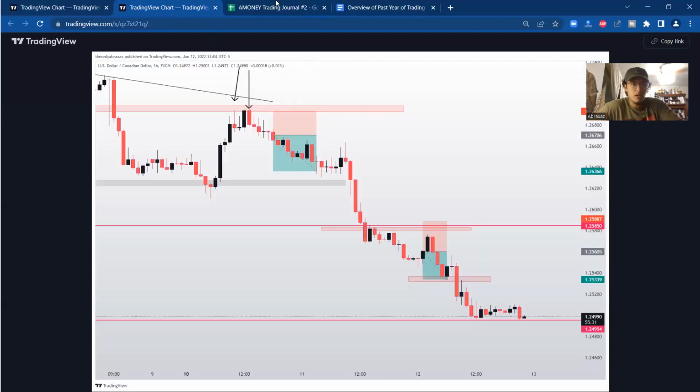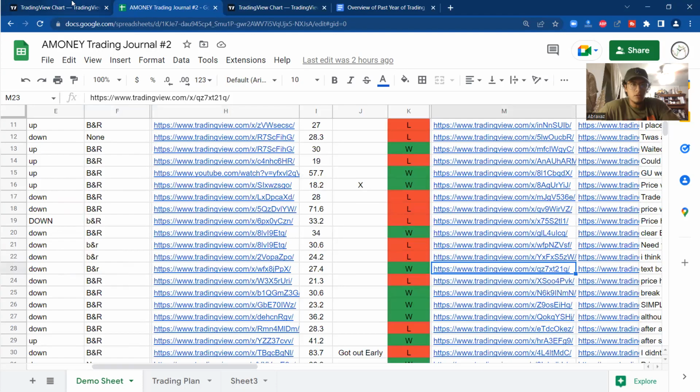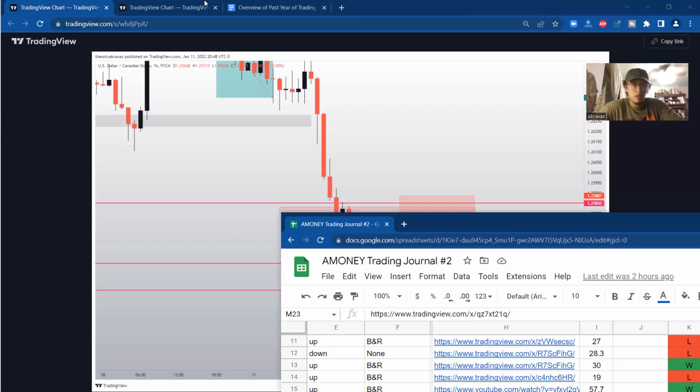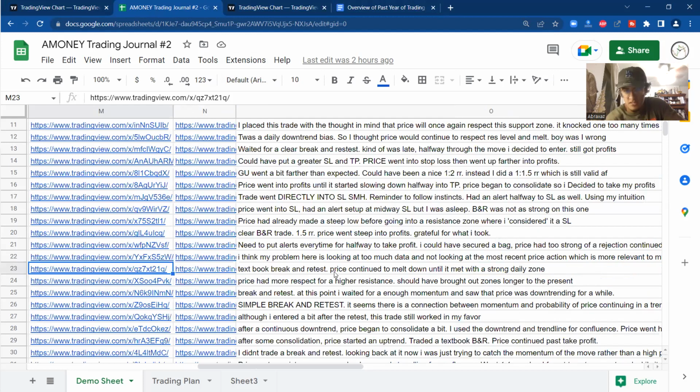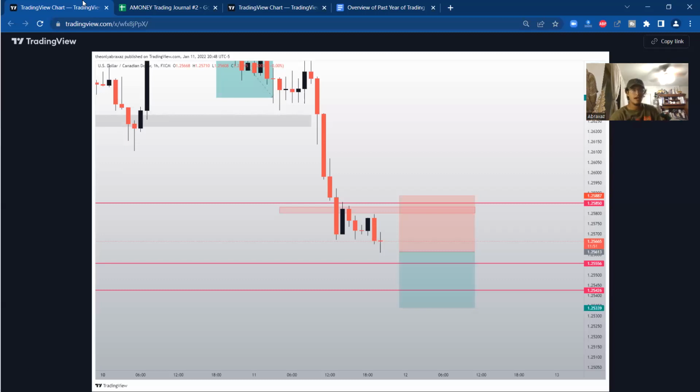USD CAD, USD CAD. Okay, I took a dub here. Let's see what I said. Textbook break and retest. Nice. Price continued to melt down until it met a strong daily zone. Yep. So USD CAD 1 hour. Yep. Break and retest. Broke right here. Kind of met the zone back again. Then showed some bearish moves. And bullish candle right here. Pink, that little wick. Retesting it, just dropping back down, right?